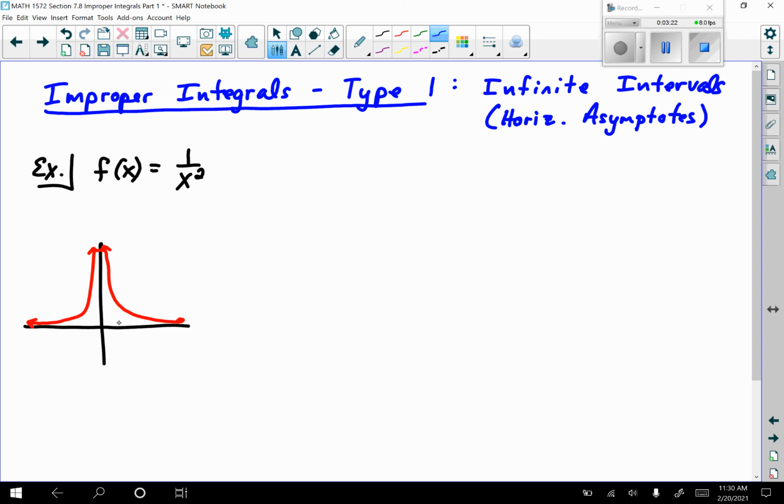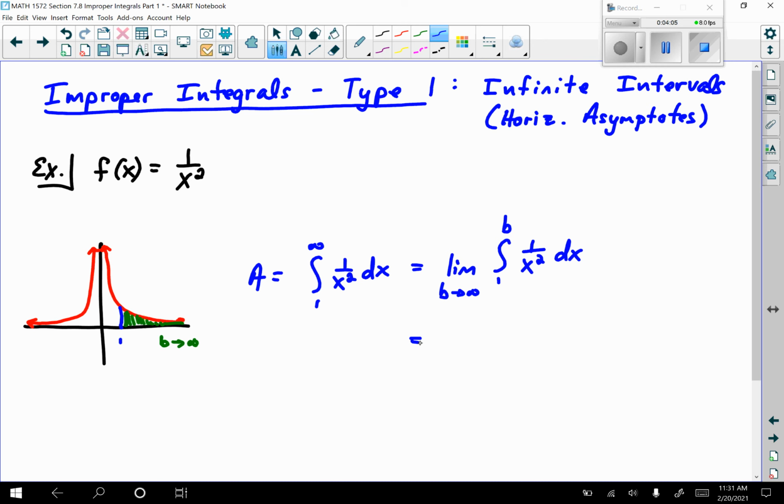But let's say I just wanted to find the area from x equals 1 all the way over to the right. So again, this is where my rightmost endpoint or boundary isn't really there. It just keeps increasing without bound. So I would say that the area under the curve would be equal to the integral from 1 to infinity of 1 over x squared dx. So I use limits here. This is now going to become the limit as b increases without bound of the integral from 1 to b of 1 over x squared dx.